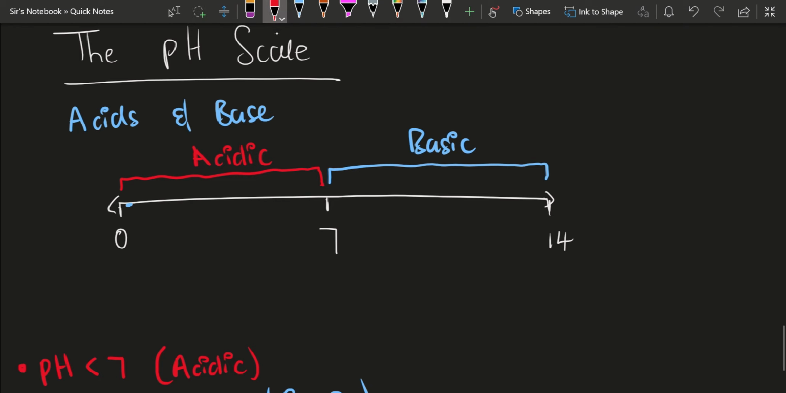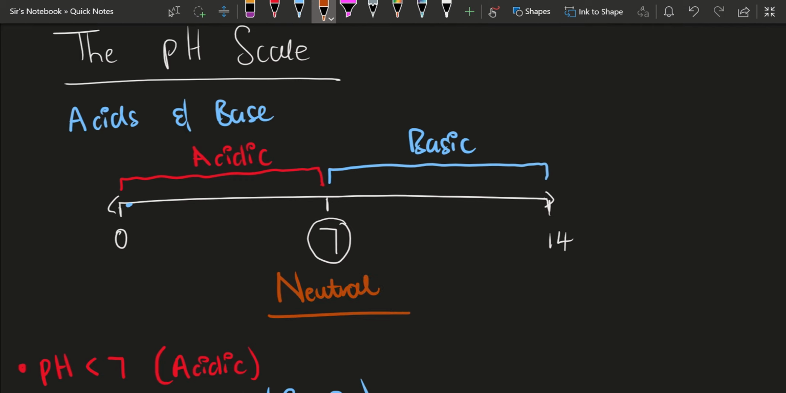It's a very, very strong base when it's at 14, right? So if it's at 14, it's a very strong base. What happens when we are at 7 exactly? Now think about it. If I am below 7, I am acidic. If I am above 7, I am basic. If I am at 7, that means I am both acidic and basic. We use a simple term and we say you are neutral.